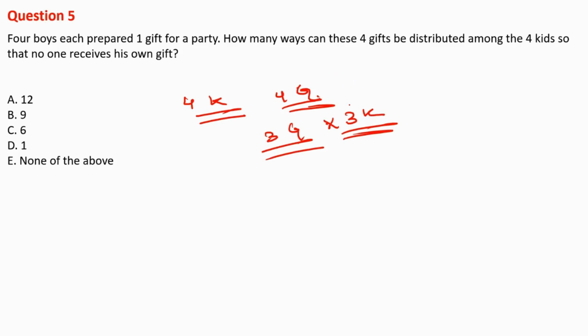If 3 gifts are being exchanged by 3 kids, the first one taking up the second boy's, the second one taking up the third's, the third one taking up the fourth's. Obviously, the 4th one does not have to exchange. The 4th boy will automatically get the first gift. Okay, so 3 gifts have to be exchanged by 3 kids. That's the permutation. 3 into 3, 9. So 9 different possible ways are there in which they can exchange their gifts so that they do not receive their own gifts.